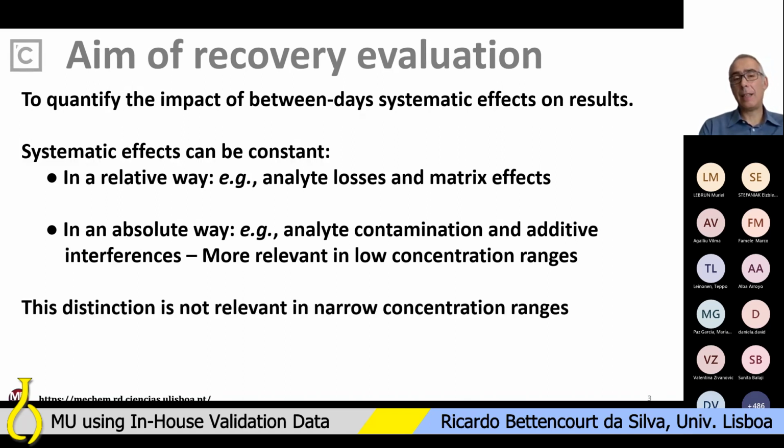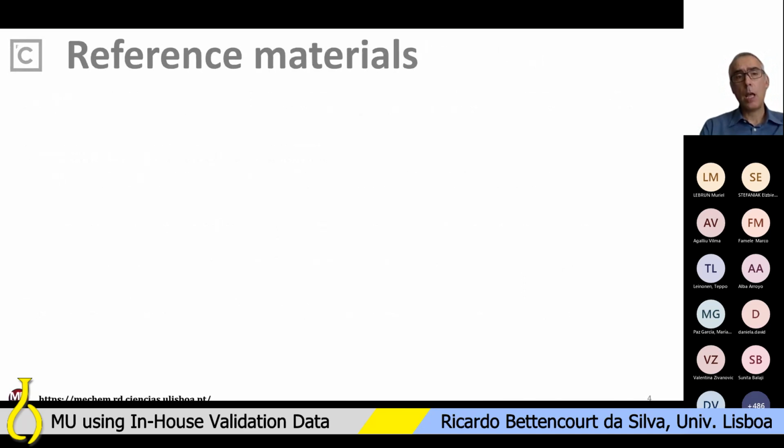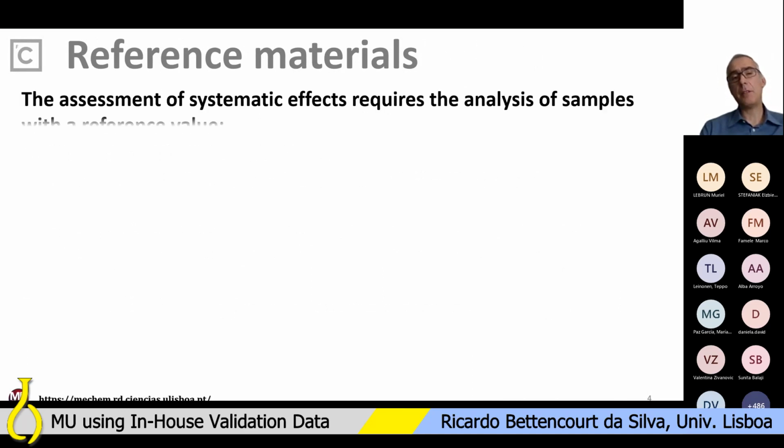And the distinction between relative and absolute systematic effects, or constant absolute or constant relative systematic effect, is not so relevant in narrow concentration ranges. So to assess this recovery or to assess the systematic effects, typically you need to have samples with a reference value.